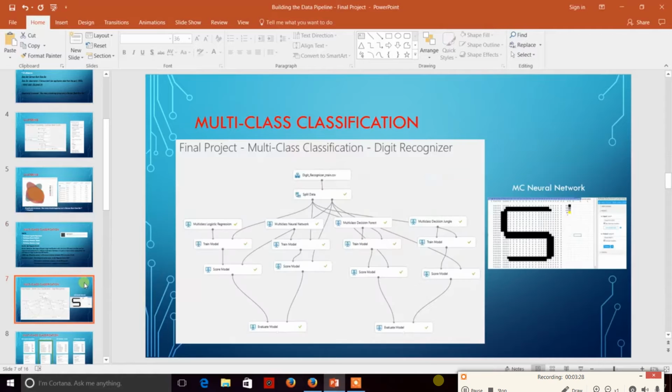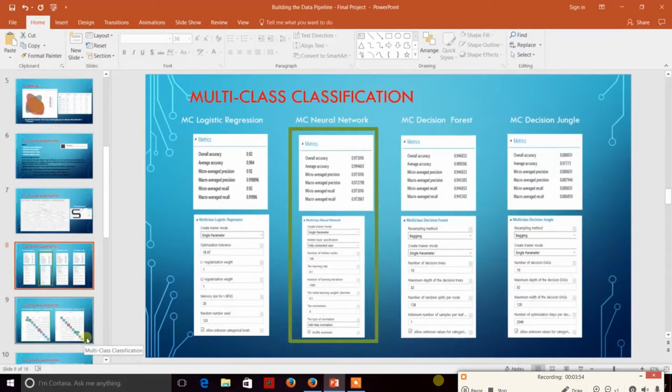We were able to create different cases: logistic regression, neural network, multi-class decision forests, and multi-class decision jungles algorithms. We use a 70/30 split. For this particular case, the best algorithm for multi-class classification was the multi-class neural network with an overall accuracy of 0.97 and average accuracy of 0.99.